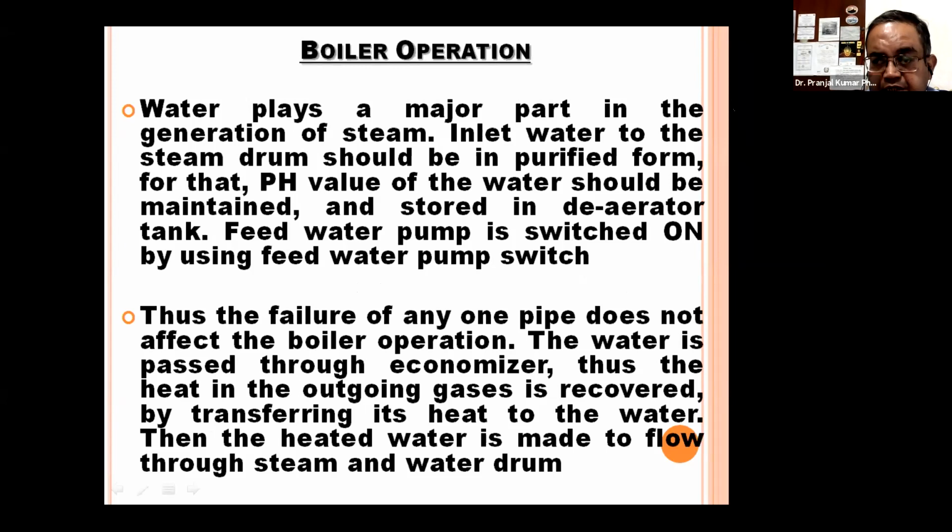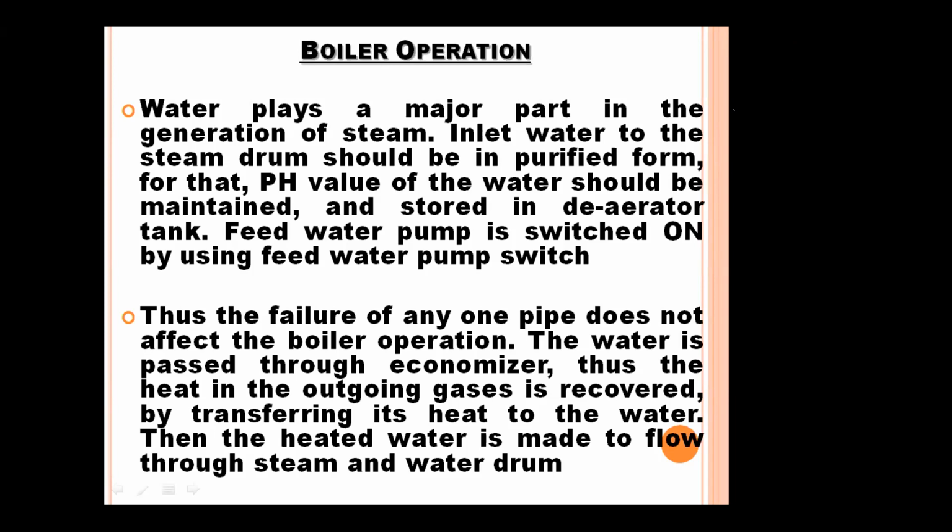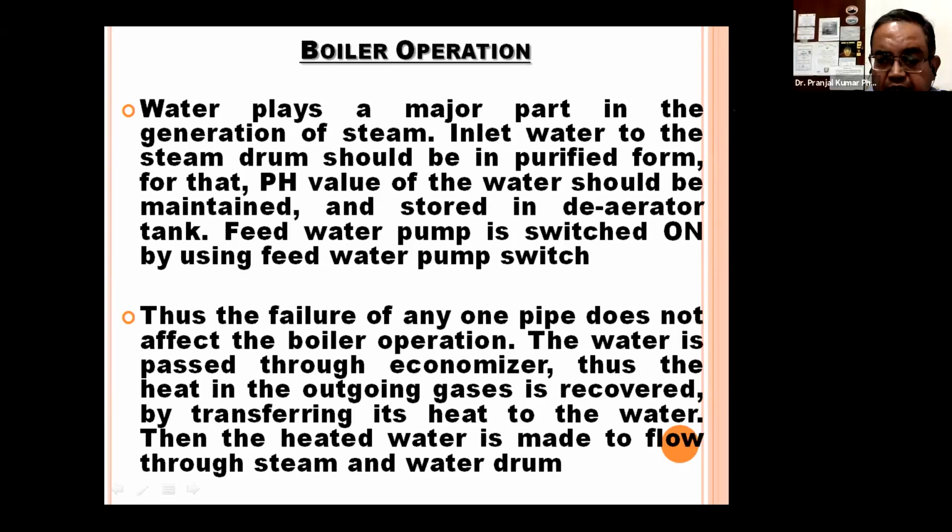Now, in the second slide, what I want to say is that water is the most important part of any steam generation, and inlet water to the steam drums should be in purified form, for which the pH value of the water should be maintained, and this can be controlled remotely or through the latest technologies, like switching the feed water pump on and off. And you must know that failure of any one pipe does not affect the boiler operations. However, the water is passed through the economizer, so the heat in the outgoing gas is recovered. In that way, the heated water flows through the steam and water drum.